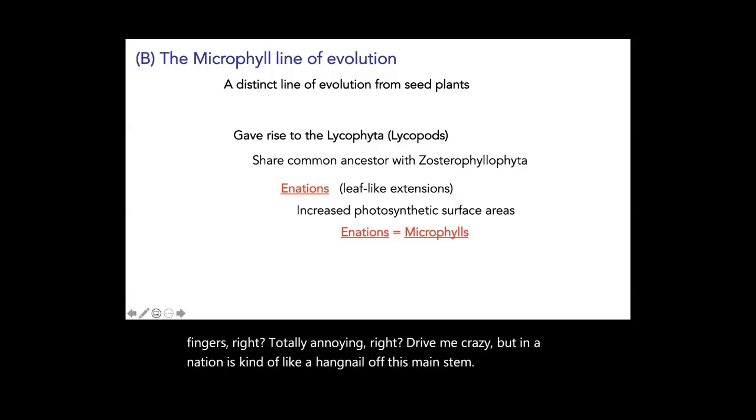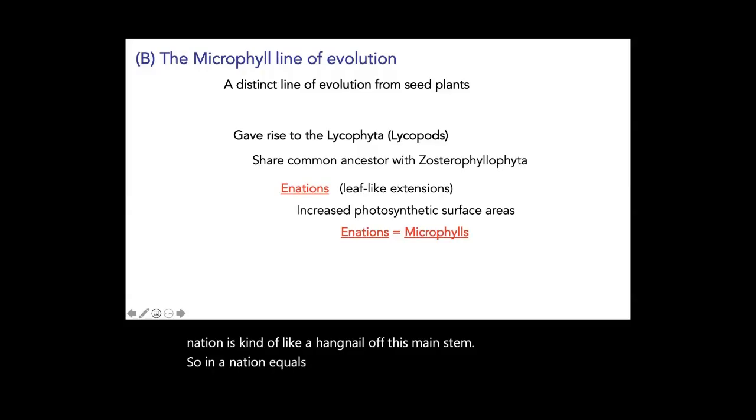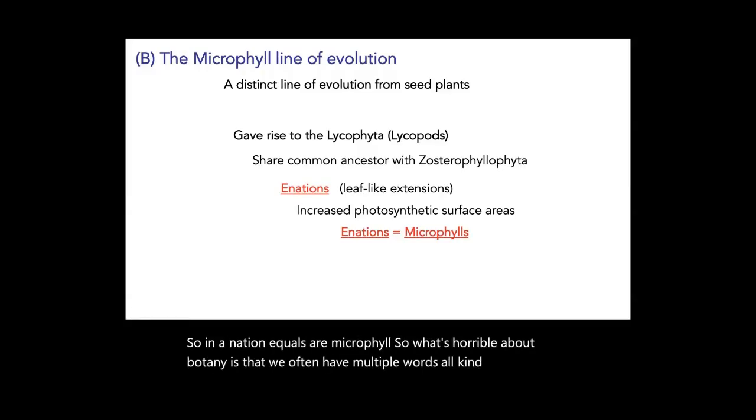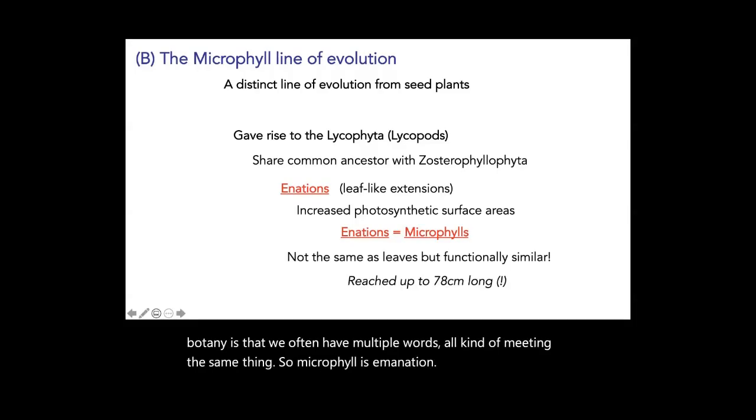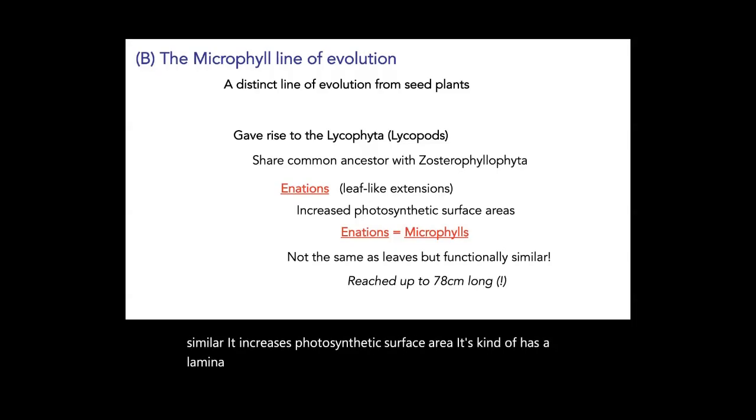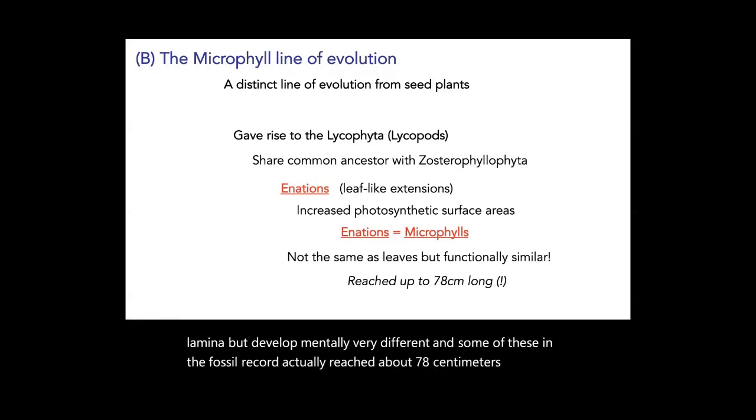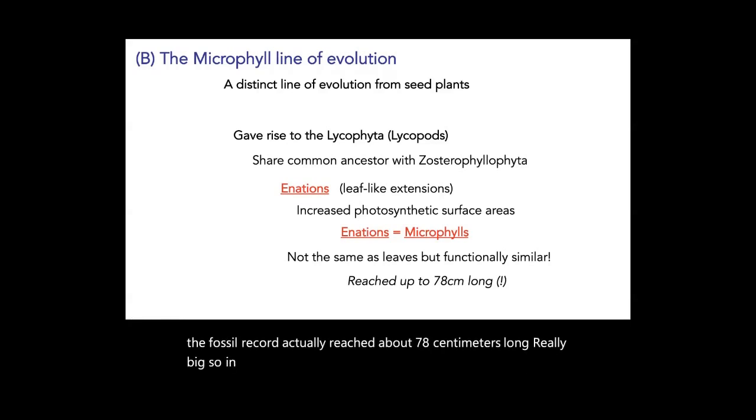So an enation equals a microphyll, all right? What's horrible about botany is that we often have multiple words all meaning the same thing. So microphyll is an enation. All right, so it's not the same as a true leaf, but functionally very similar. It increases photosynthetic surface area. It kind of has a lamina, but developmentally it is very different. And some of these in the fossil record actually reached about 78 centimeters long. Okay, really big. So we have records of enations getting quite big.